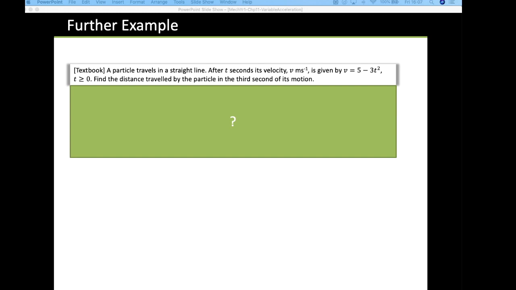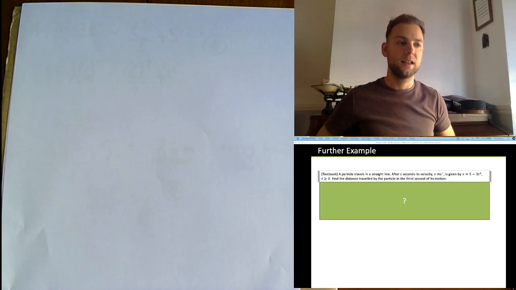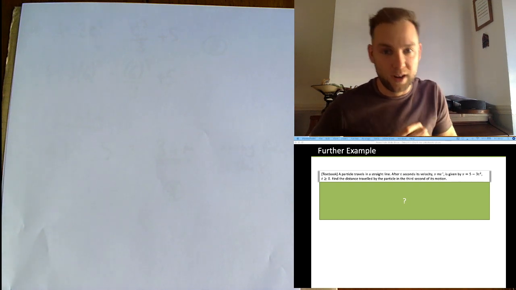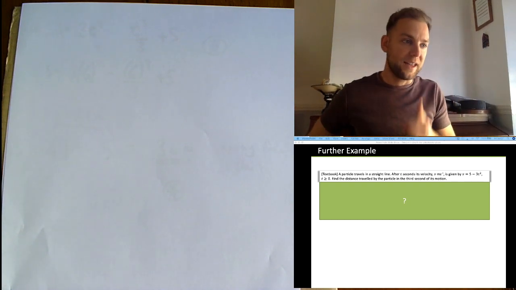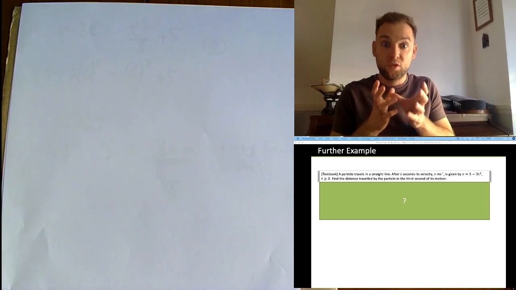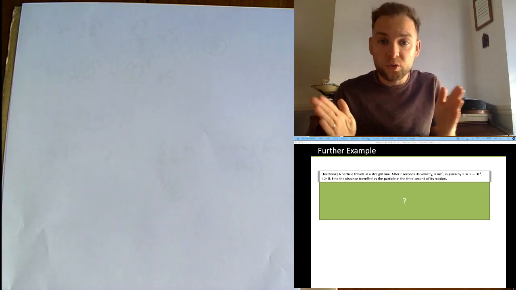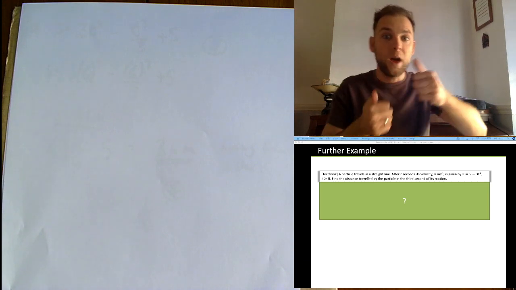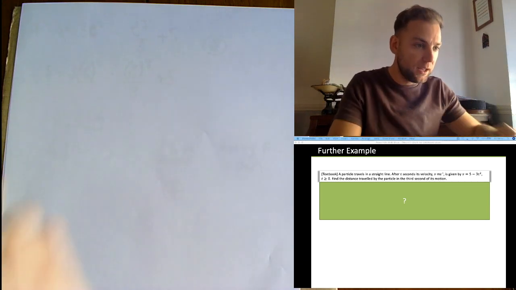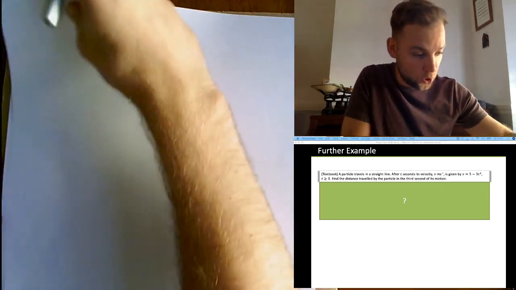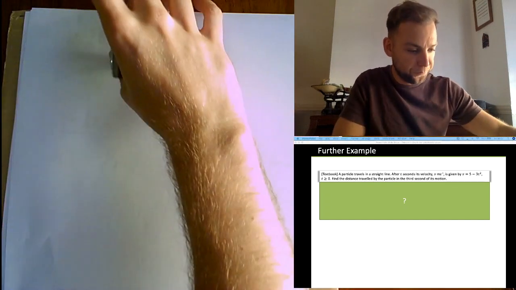Now, this one is not saying find the distance travelled at t is equal to 3. It's saying find the distance travelled by the particle in the third second of its motion. This third second is a whole second up to 3, so it's between 2 and 3. So this is example 2.